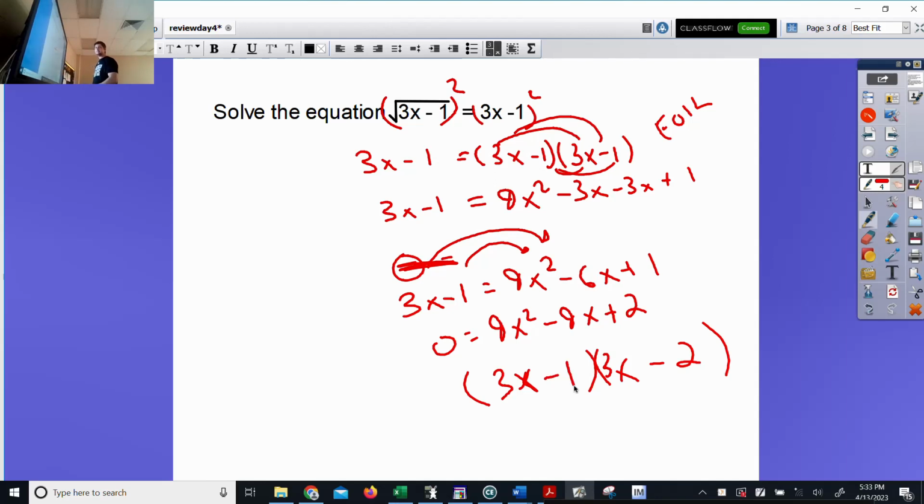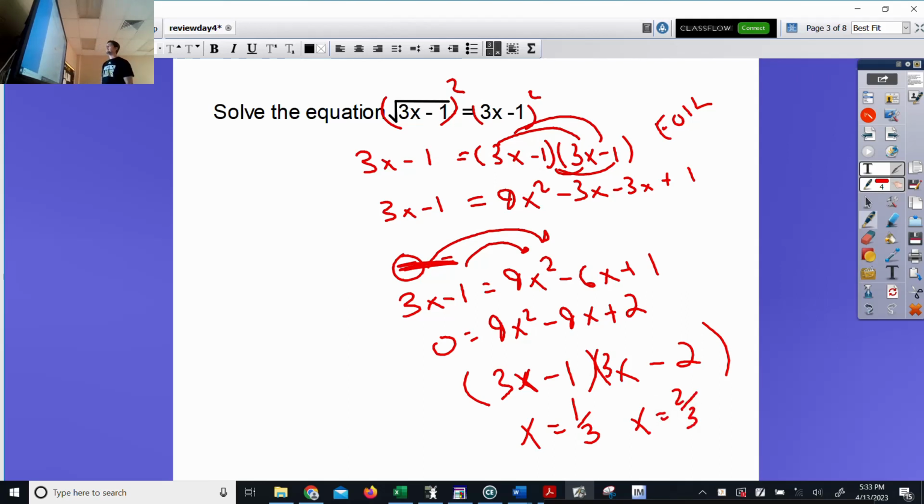It does factor. Negative 1 times negative 2 is positive 2. This creates a negative 6x. That creates a negative 3x. And this will tell me that x is a third if I use the zero product property, or x is 2/3.